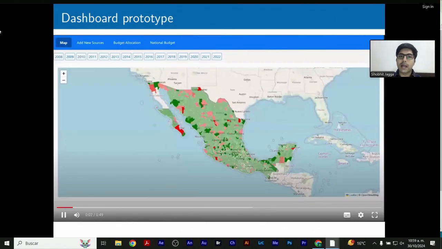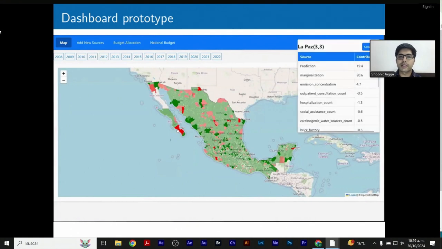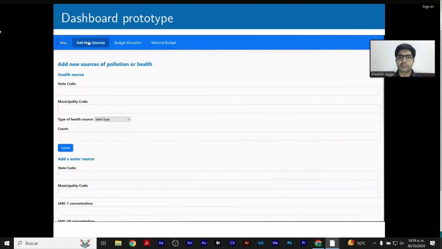Okay, the map tab here shows color-coded risk prediction for municipalities from green to red, with red being high risk. On clicking on a municipality, we can see the prediction and contribution of factors. Here, La Paz has nearly 19 more deaths than expected, and the major positive contributors are marginalization and emissions. Outpatient consultation and hospitals have low negative contribution.